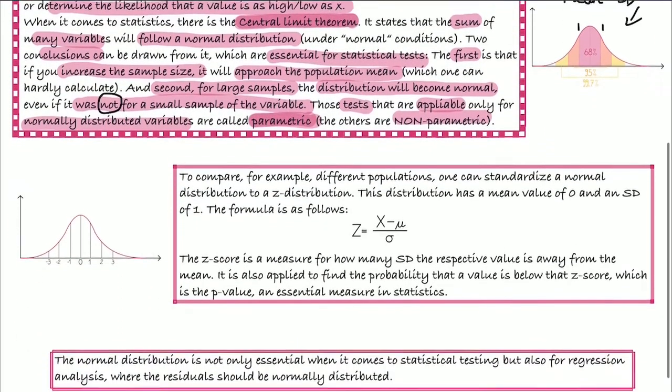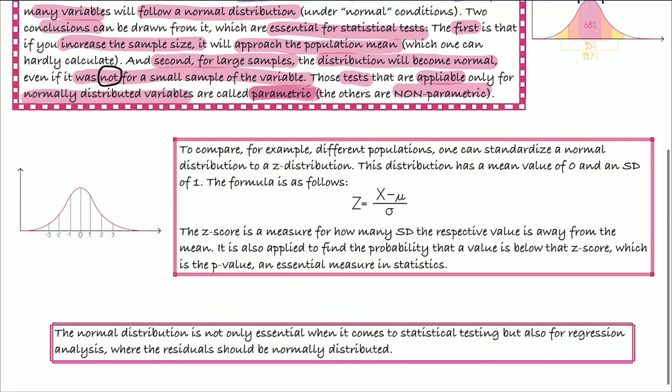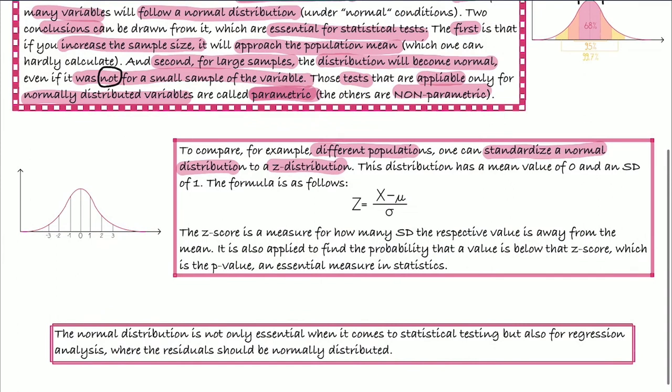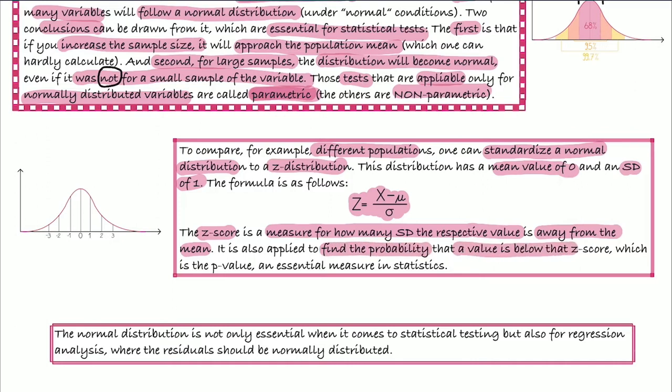And now, if you want to compare, for example, different populations, you might want to standardize your normal distribution to a Z distribution. This means that the mean value is set to 0 and the standard deviation to 1. The formula is as follows, and now you get a z-score, which is a measure for how many standard deviations the respective value is away from the mean. It can also be applied to find the probability that a value is below this z-score, which is the so-called p-value, and this is an essential measure in statistics.